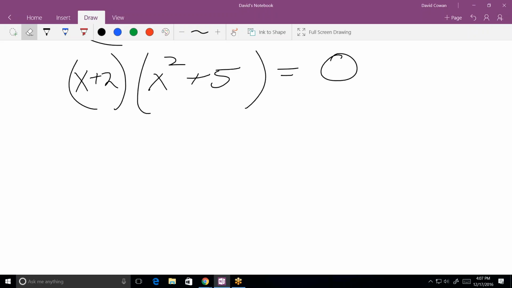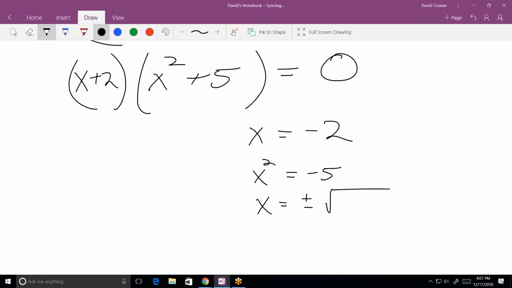So what do we have? If we list all of the solutions, we've got x equals minus 2 for this one over here. And in this one, x squared equals minus 5, which means x equals plus or minus square root of 5i. So there's your three solutions.